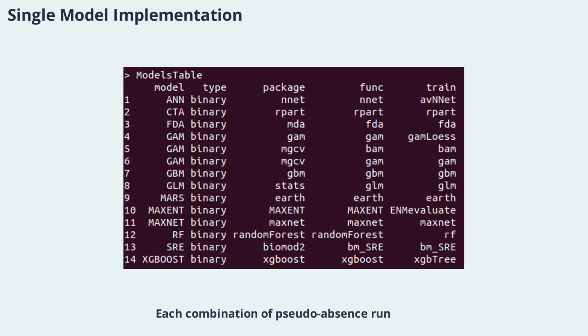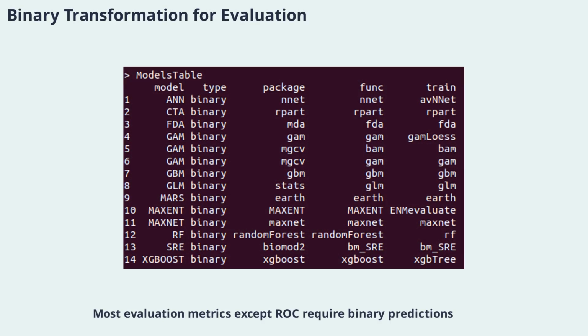Each combination of pseudo-absence, run, and model type generates a unique model instance. This comprehensive approach allows for detailed comparison of model performance across different scenarios. By systematically varying model inputs and settings, researchers can identify the most robust and reliable modeling strategies for their species of interest. Most evaluation metrics, except ROC, require binary predictions.